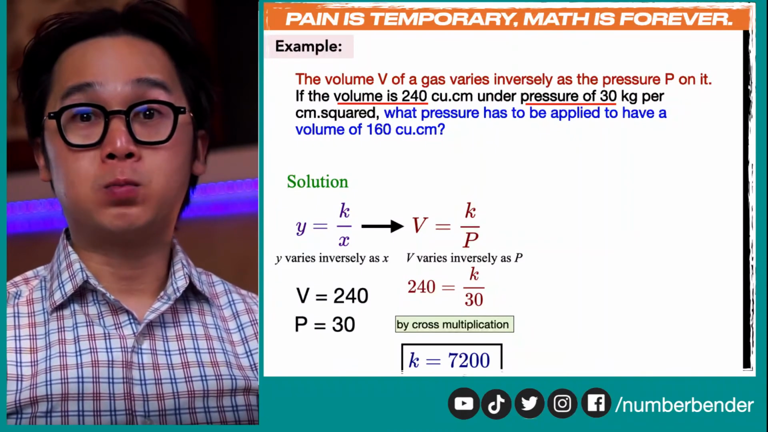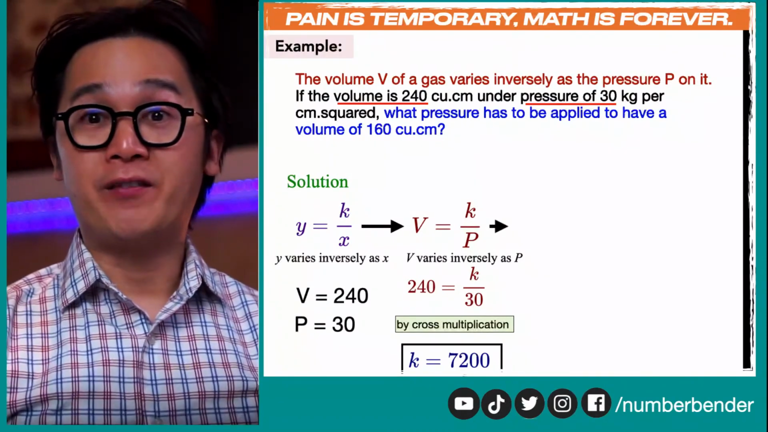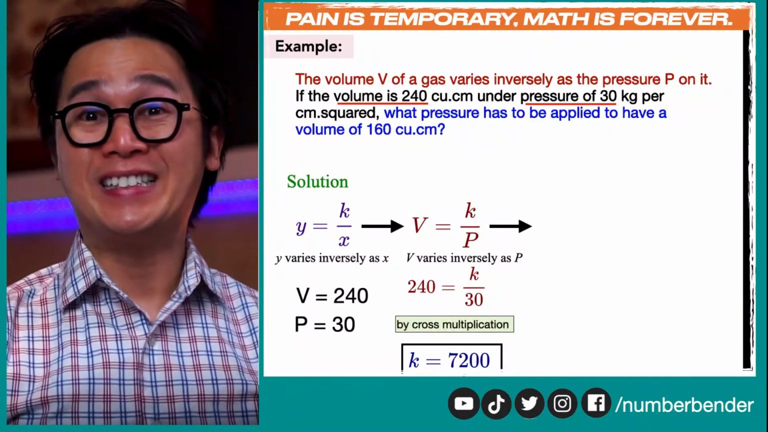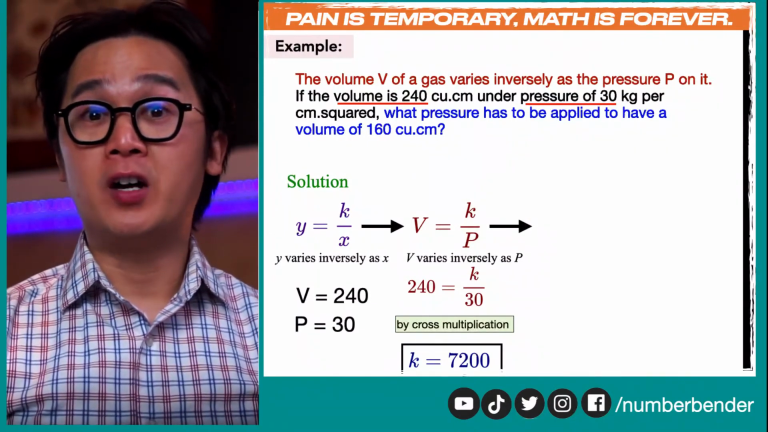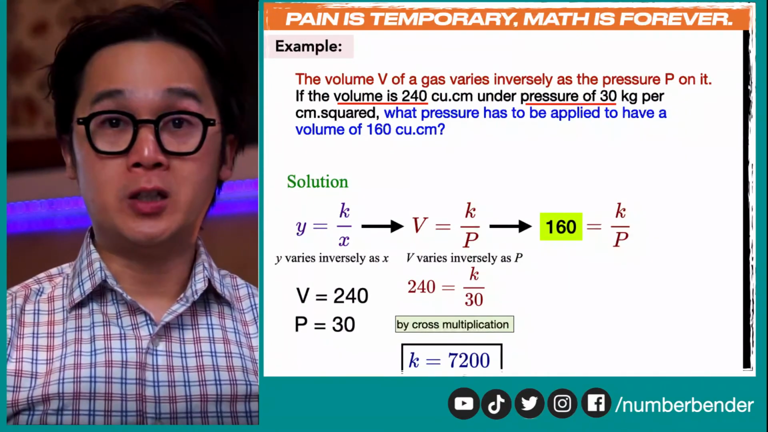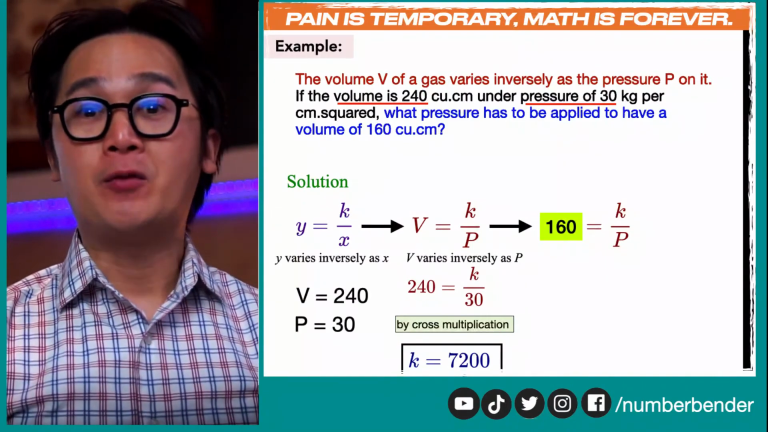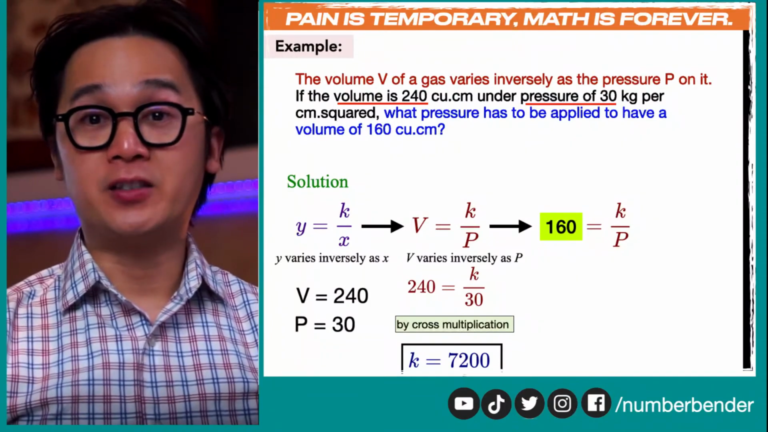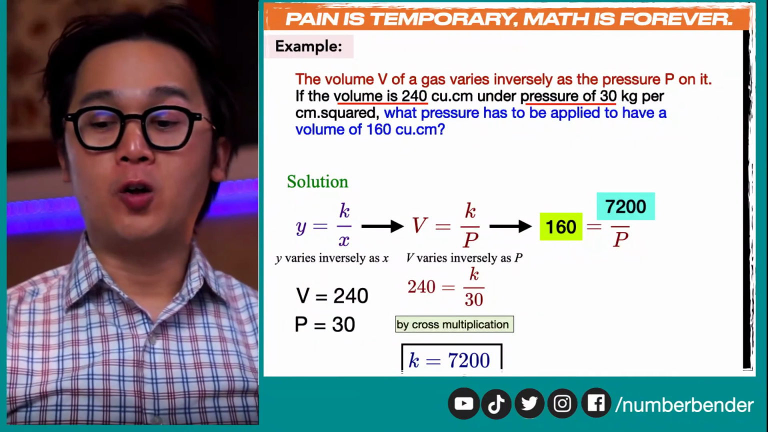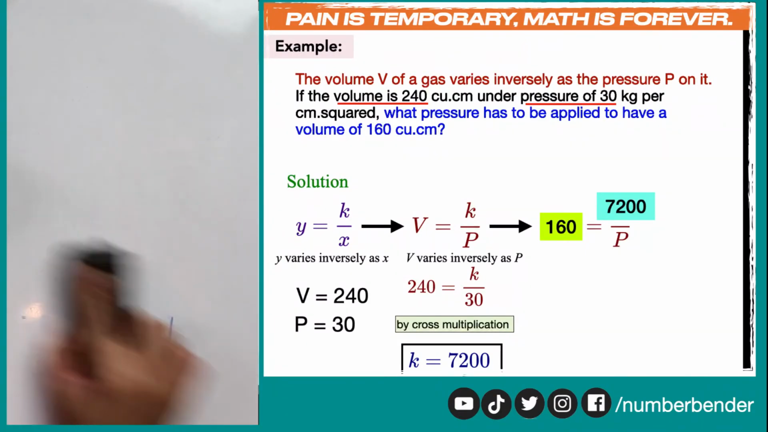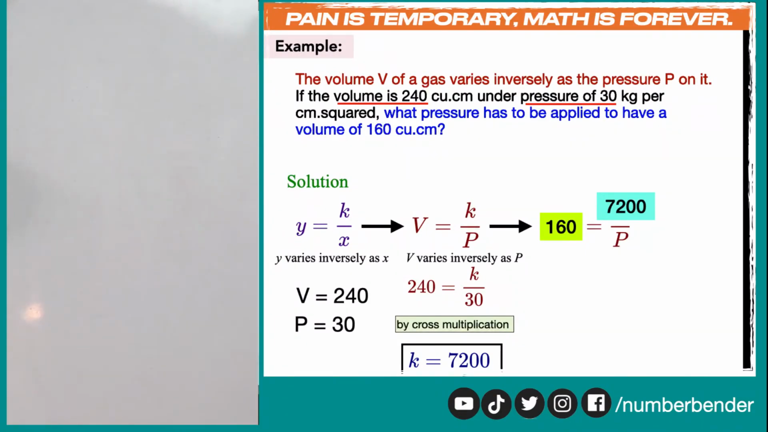So in the last part of the problem, the volume is given and we are looking for the value of the pressure, or the amount of pressure needed, so we can have a volume of 160 cubic centimeters. So now that we have our volume, which is 160, and we also have our value of K, which is the constant of variation at 7,200, all we need to do now is to cross multiply and answer this problem. So how is cross multiplication going to work in this problem?